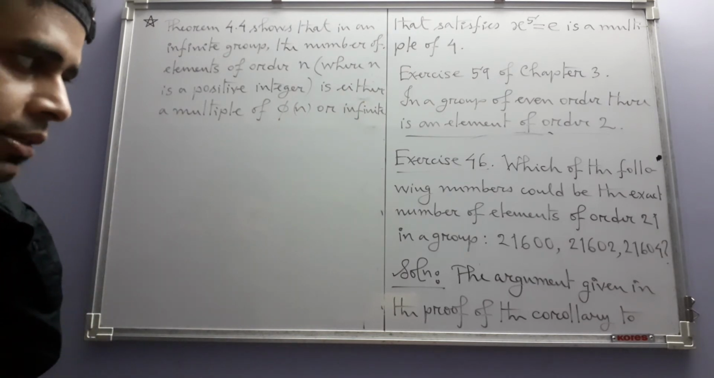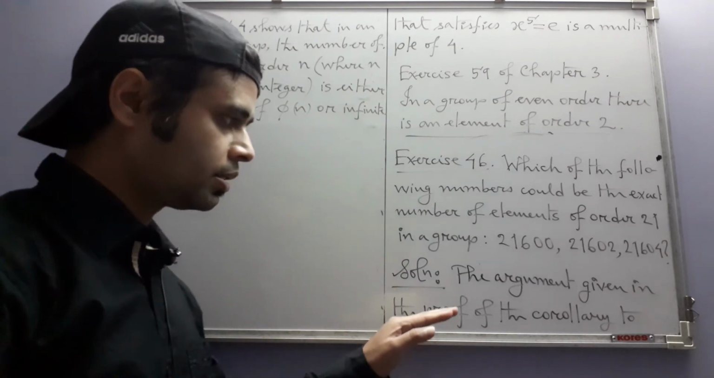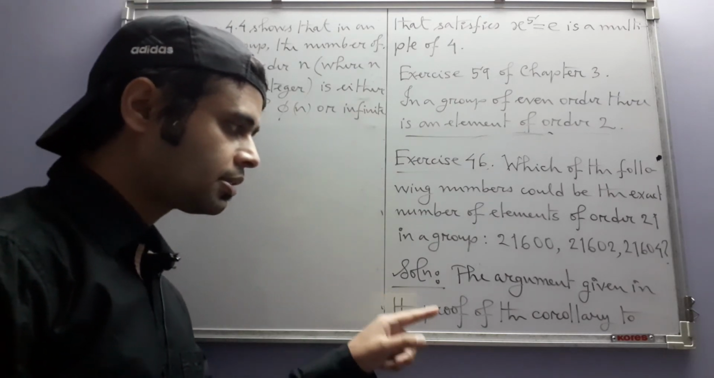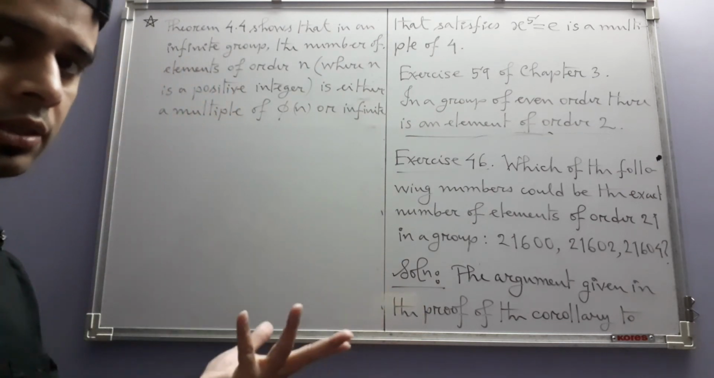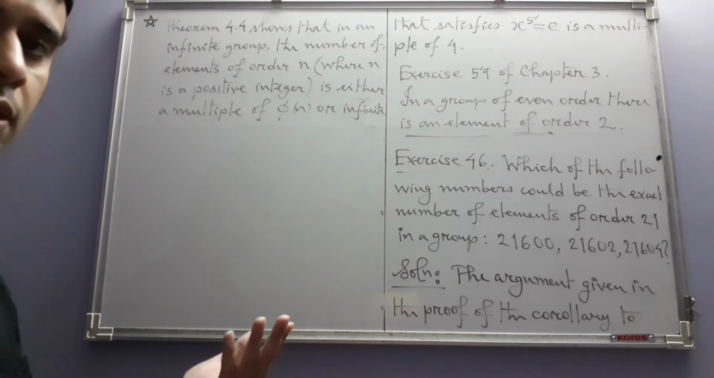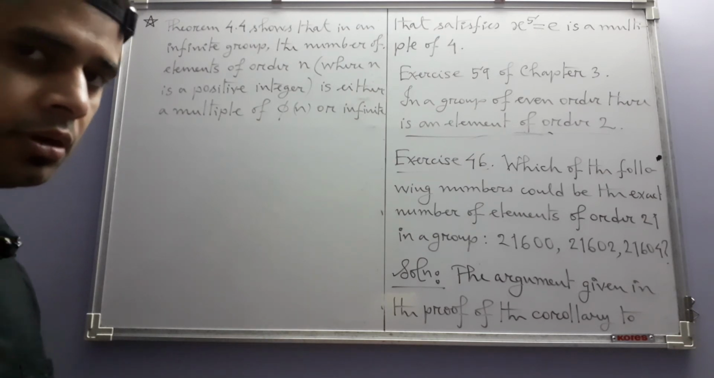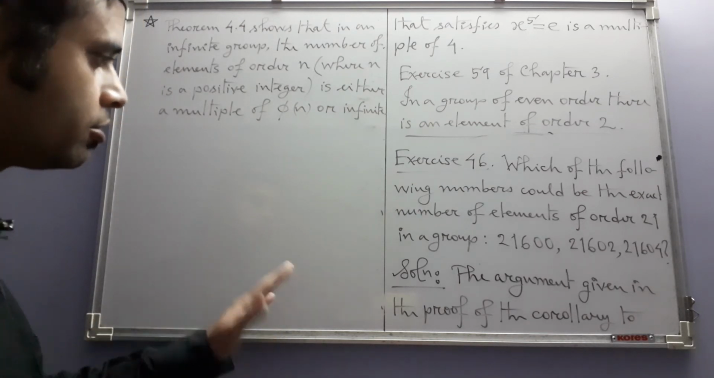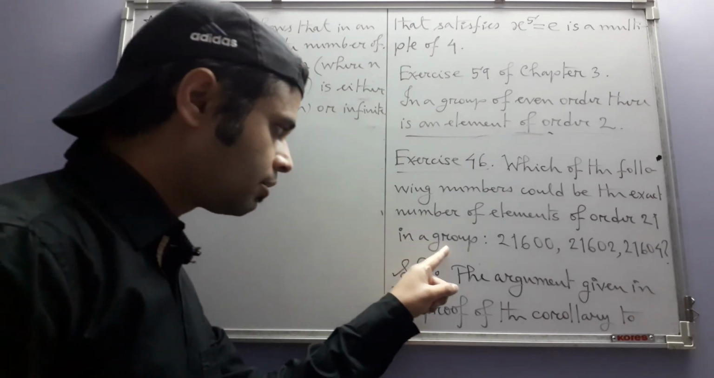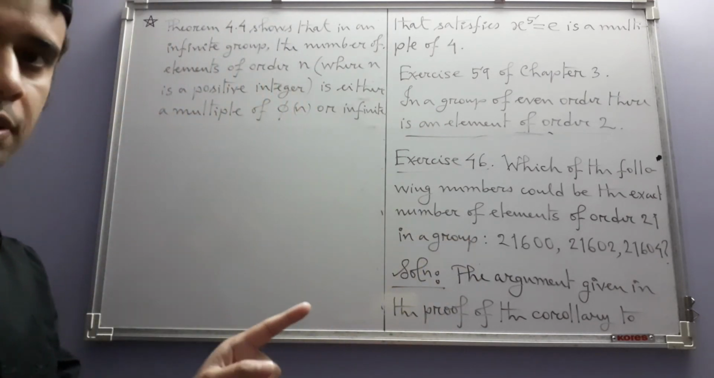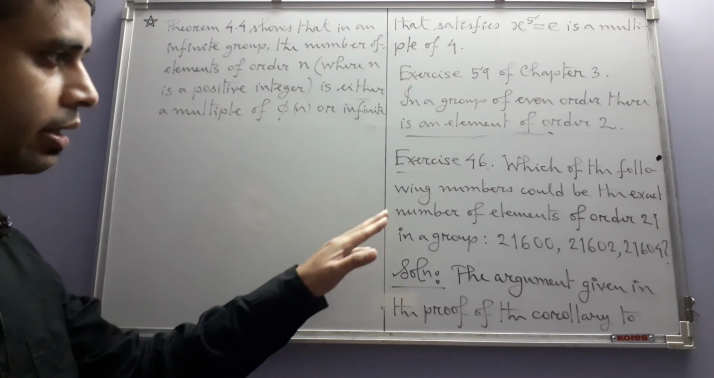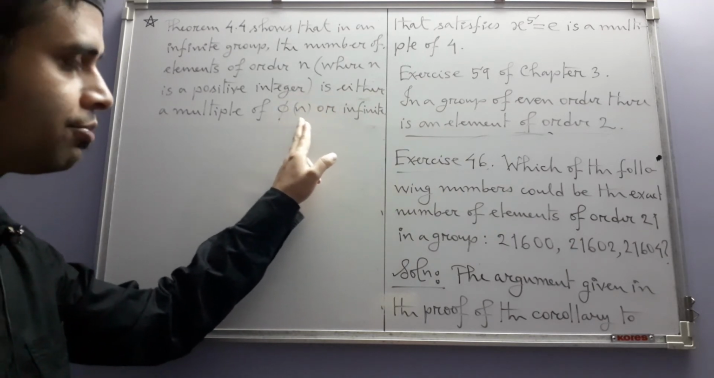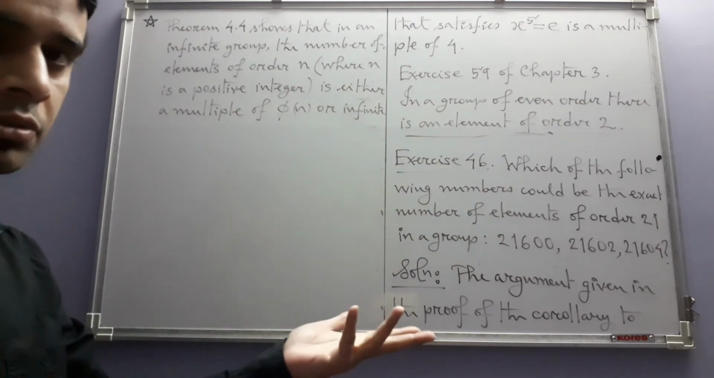Okay, so this is a fact that you will see if you go to the proof of the corollary to theorem 4.4. In fact, in this corollary itself, the statement of the corollary is just that in a finite group, the number of elements of order d is a multiple of phi of d. Okay, so what is the conclusion of all these things? If our original group is infinite, then in them the number of elements of order 21 is either a multiple of phi of 21 or is infinite.